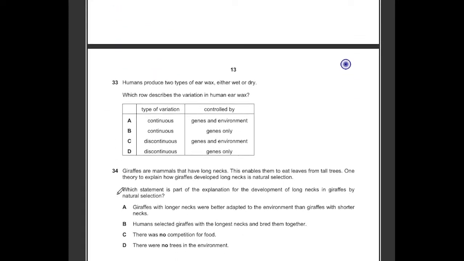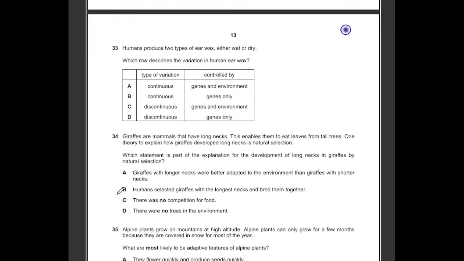Okay, question 33. Humans produce two types of earwax, either wet or dry. Which row determines the variation in human earwax? Fine. Type of variation, is it continuous or discontinuous? Okay, so first thing, earwax is discontinuous. It's not a continuous thing that we can see. Controlled by what? Gene, environment, genes only. Okay, these are the options. So the answer should be D here.